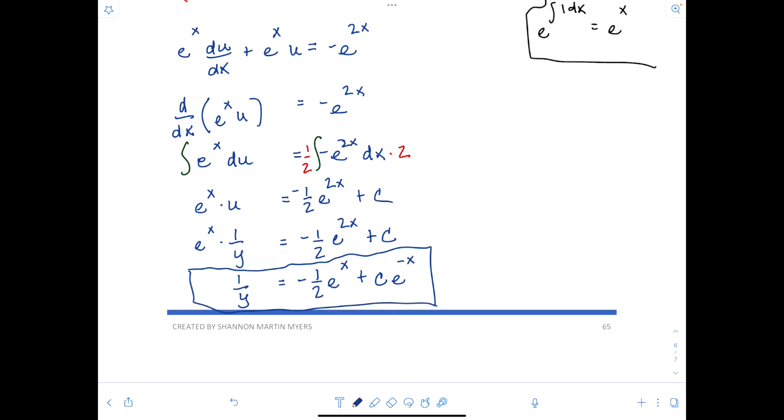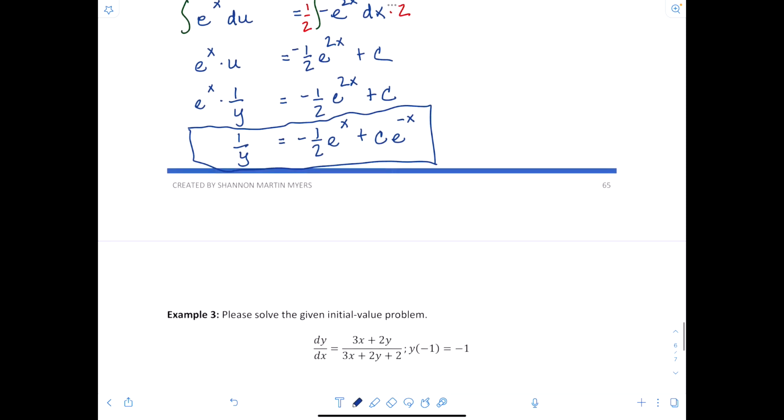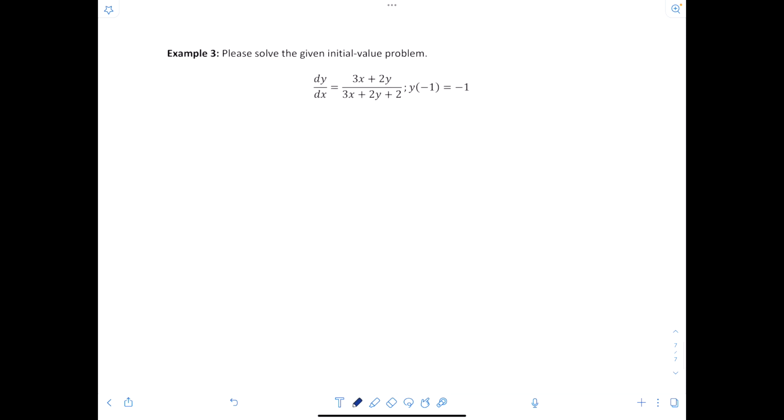Now, last one for the day. Sometimes you're going to do a different type of substitution, okay? So here, with something like this, we've got a substitution that we kind of play around with. This is where you have it in the form of, say, ax plus by plus c.